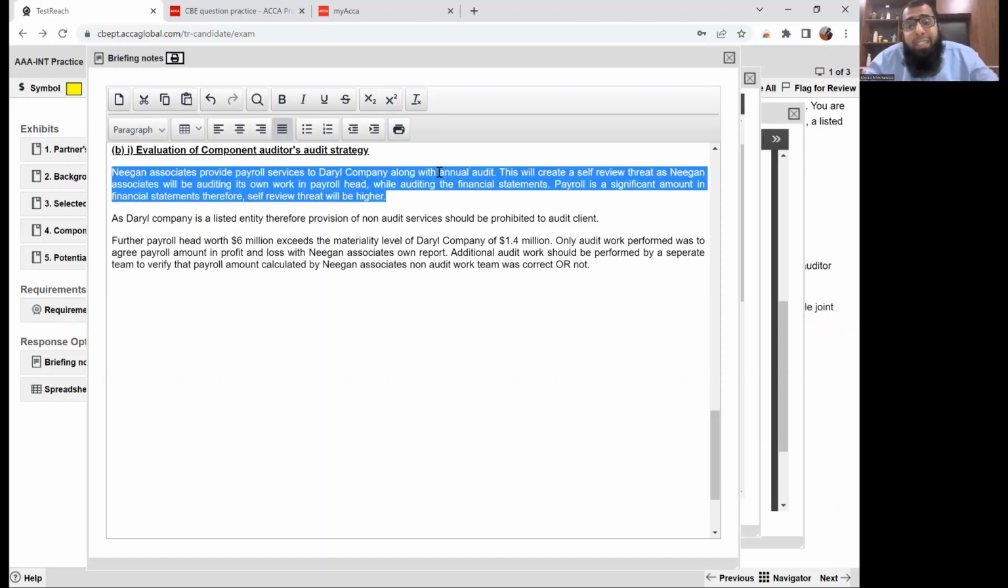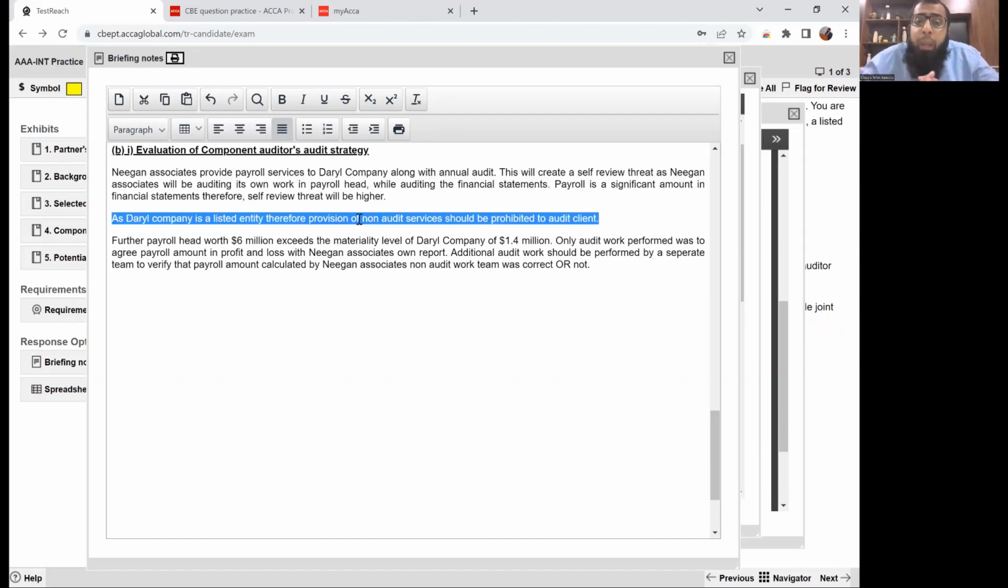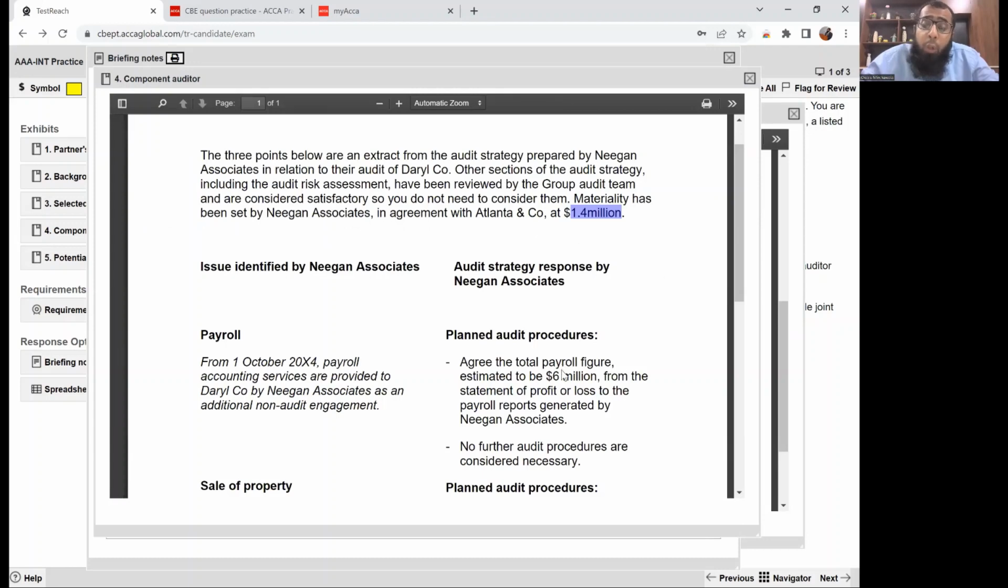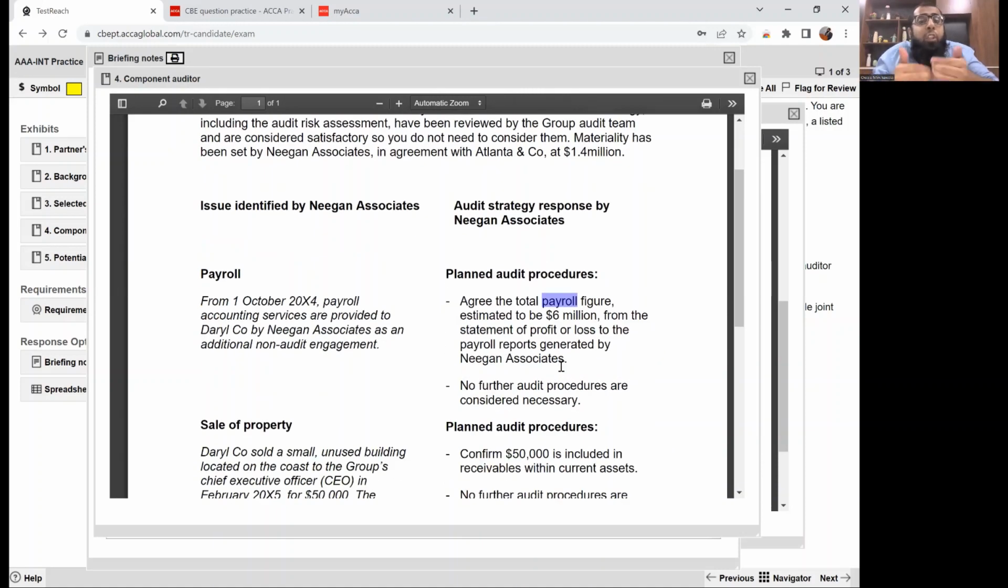First of all, it is creating a self-review threat. Negan Associates is the auditor and they are also providing the payroll service. This creates a self-review threat. It's an ethical issue. Then as a listed entity, we cannot provide these services. Now, the head is material to FS, and above all, what audit have you done? You just match the payroll number in the P&L with your own prepared report. So obviously, this is insufficient audit work. Effectively, you haven't done any audit.